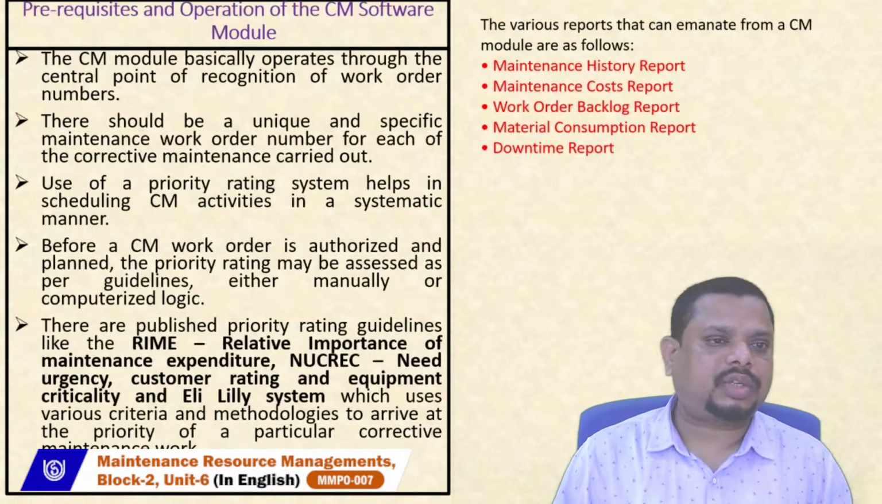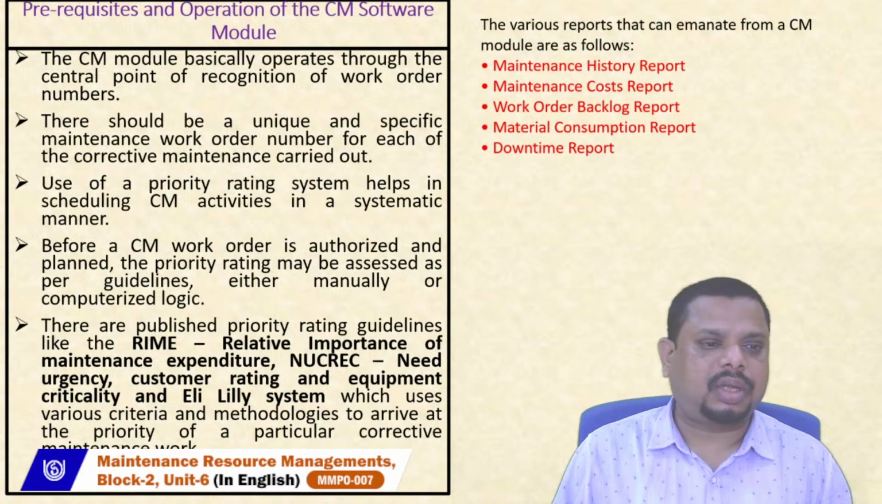Moving to the next one, we have prerequisite operations of CM software modules. This is the fourth one. The CM module basically operates through a central point of declaration of work order numbers. Second, there should be a unique and specific maintenance work order number for each corrective maintenance work. Use a priority rating system to help in scheduling corrective maintenance in a systematic manner.